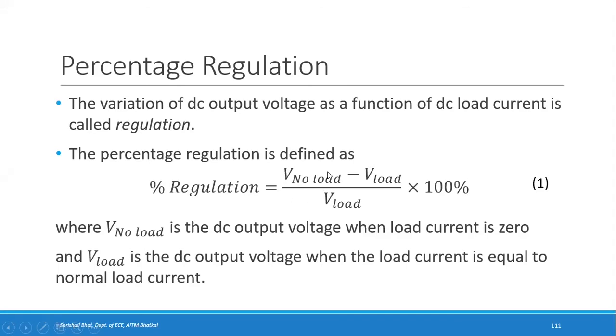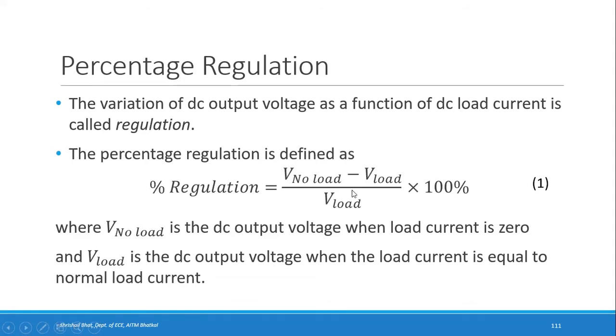V no load stands for the voltage when there is no load current. What voltage? We are speaking of the DC output voltage. V no load is the DC output voltage when there is no load current, or when the load current is zero. And V load, we also sometimes write it as V full load, is the DC output voltage when there is full load current, or when load current is equal to the normal load current.